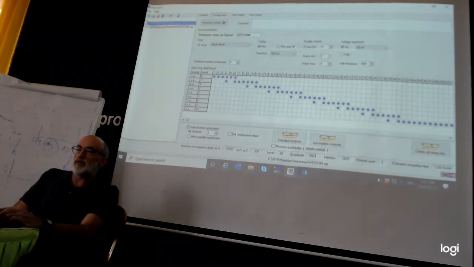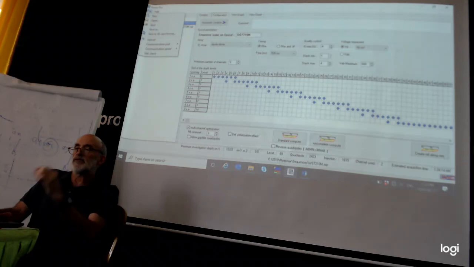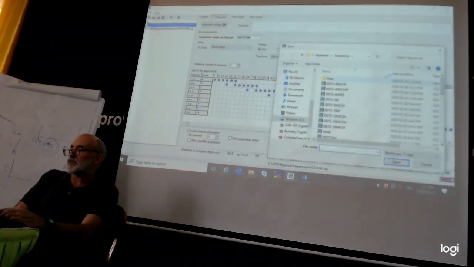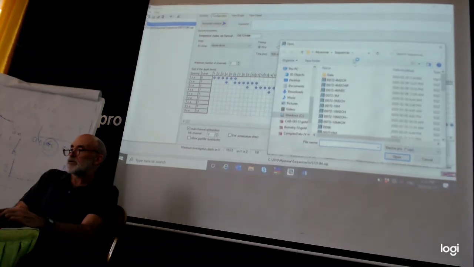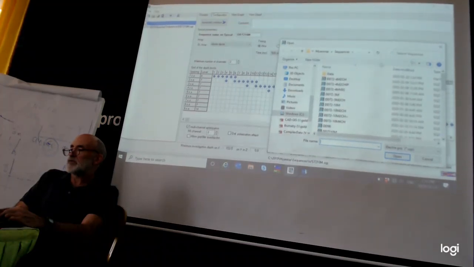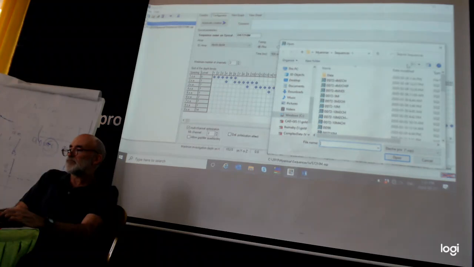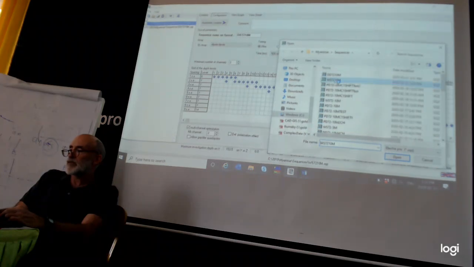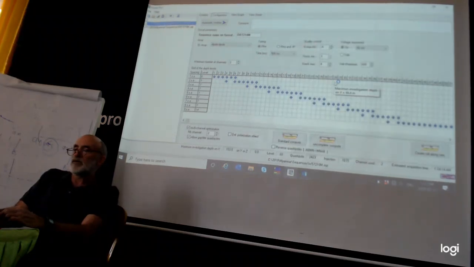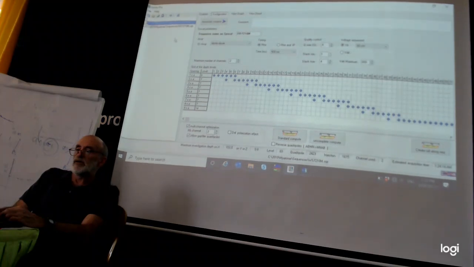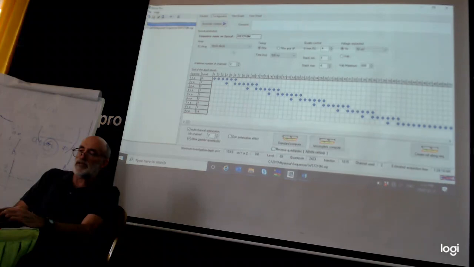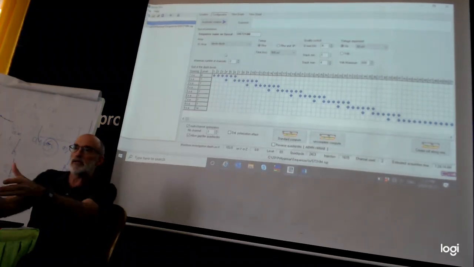So in fact, I don't even think we can go back and see the previous one that we had. Where is our Wenner-Schlumberger? So see, even opening it up again, it's still a dipole because I changed it in ElectroPro.